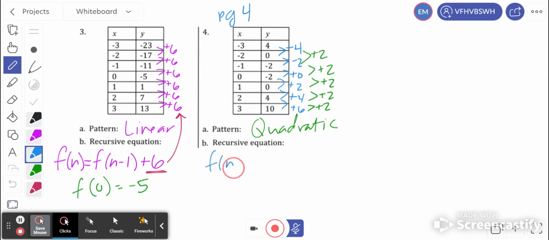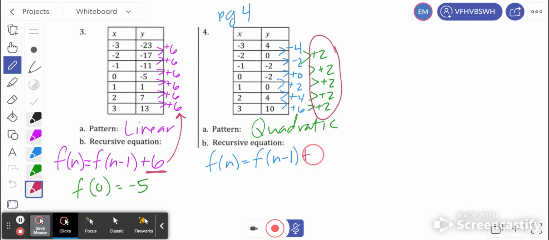So it's going to be f of n equals f of n minus 1. And just like before with the linear, whatever we got to be our consistent value, this plus 2 is actually going to be plus 2n plus blank. And this is why we have to do a little bit more work here. We actually have to figure out what goes in that blank. So the way that we do that is we pick an n, and it can be anything from the chart as long as it is not the first row.